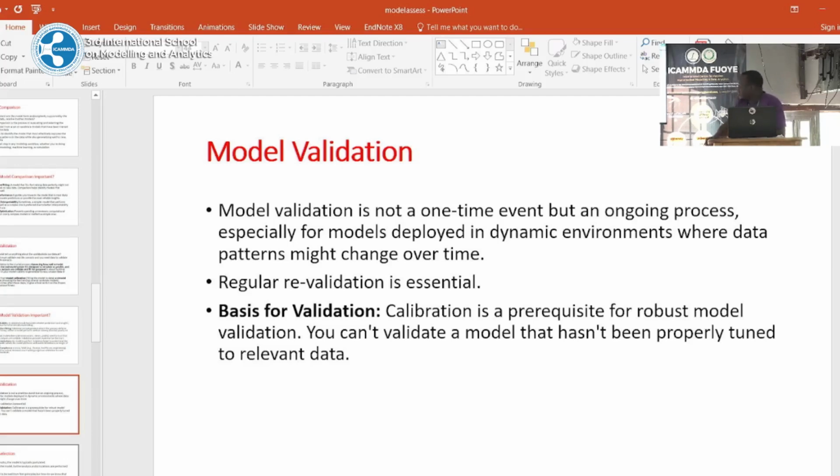And then regular revalidation is essential. So, basis for validation: calibration is a prerequisite for robust model validation. You can't validate a model that hasn't been properly tuned to relevant data.